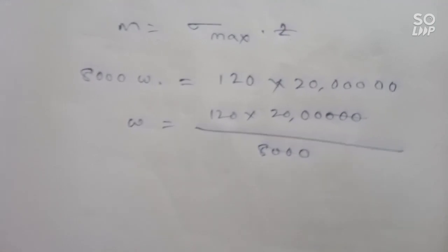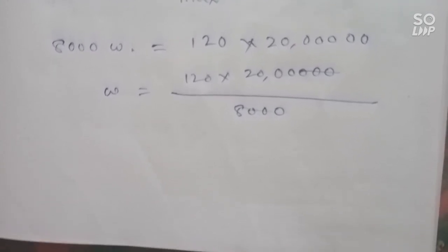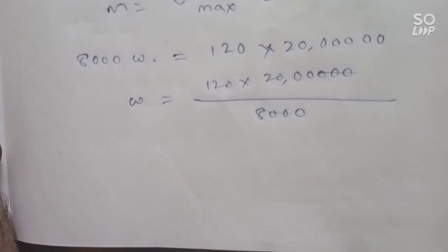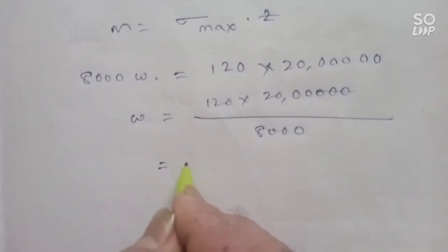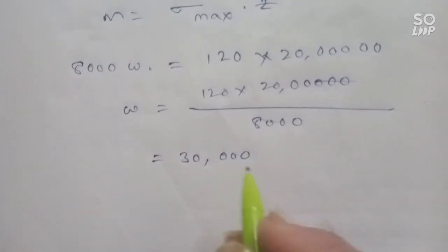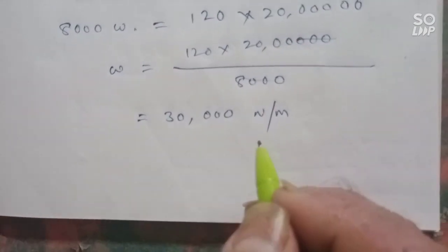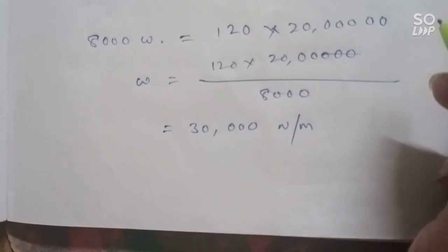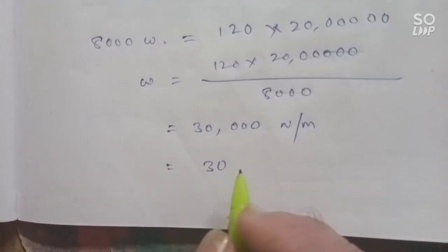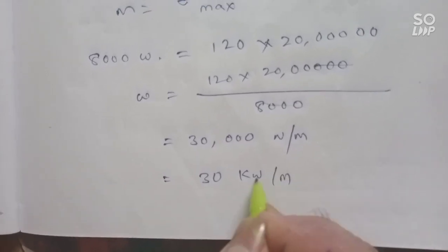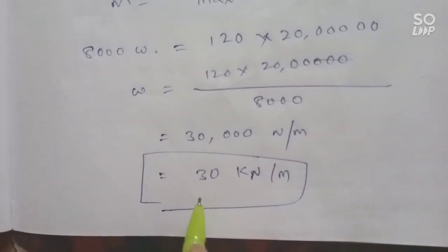Okay, so 120 into 20 lakhs divided by 8,000, so that is equal to 30,000 Newton per meter, or 30 kilonewton per meter.